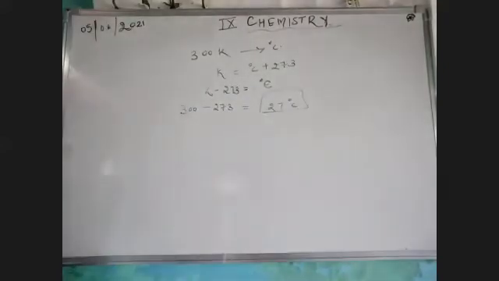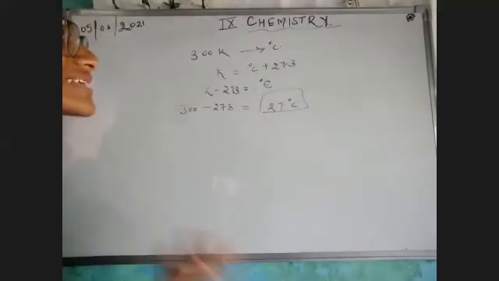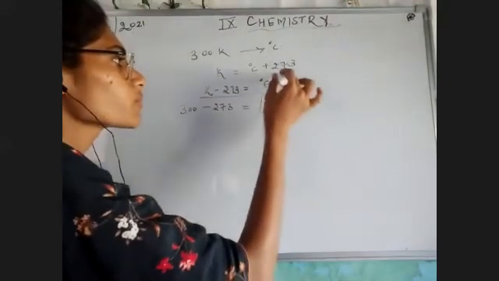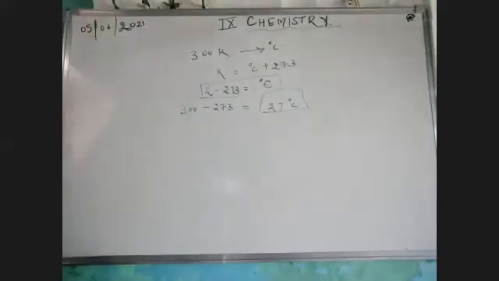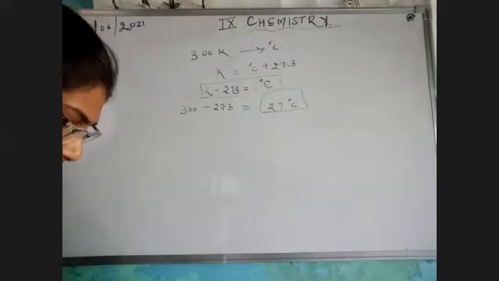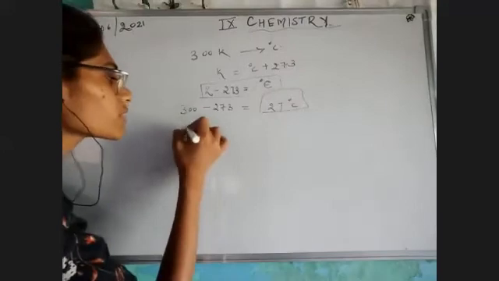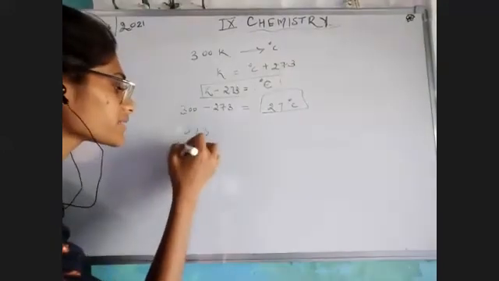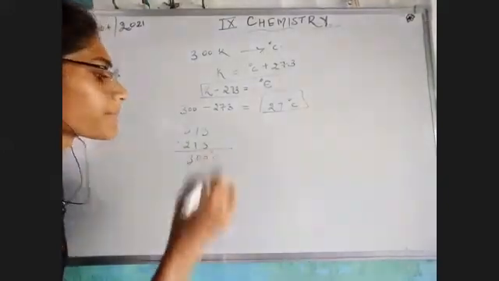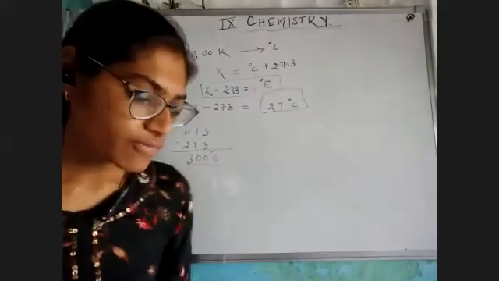This is how we can change the unit of temperature from degrees Celsius to Kelvin or Kelvin to degrees Celsius. Okay, this is another point. Clear? Now, we have the next question: 573 Kelvin, and we have to convert it into degrees Celsius. Same as before, we subtract 273 and we get 300 degrees Celsius. Clear?